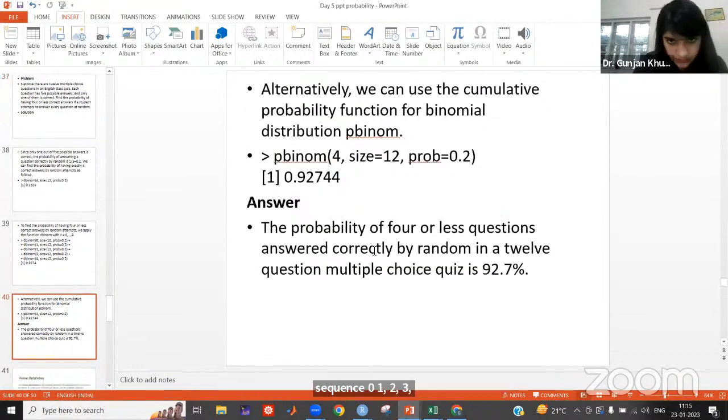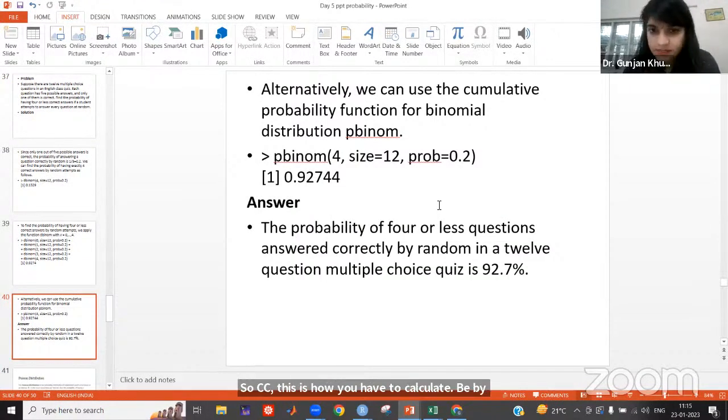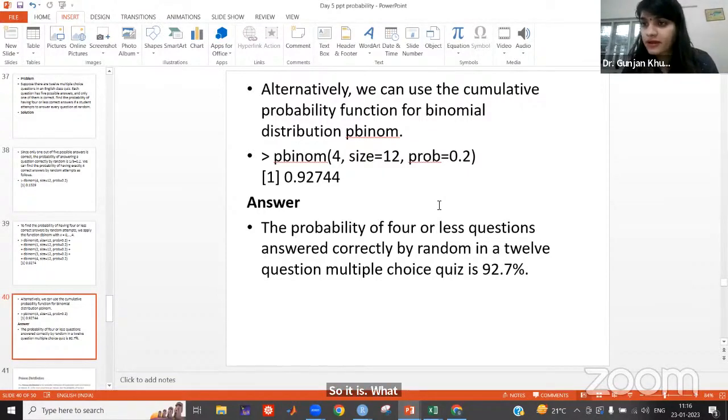So see, this is how you have to calculate P.G.D.A.V 4. And since there are 12 MCQs, what is the probability? There are 5 outcomes, 5 possibilities in one question. So it is 1/5, that is 0.2. So this is what I have taken.